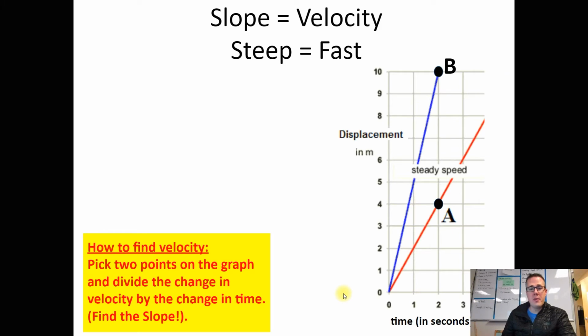So on your paper, there's a spot where it says quick write. What does the slope of the line tell you about the motion, and what does a steeper slope mean?